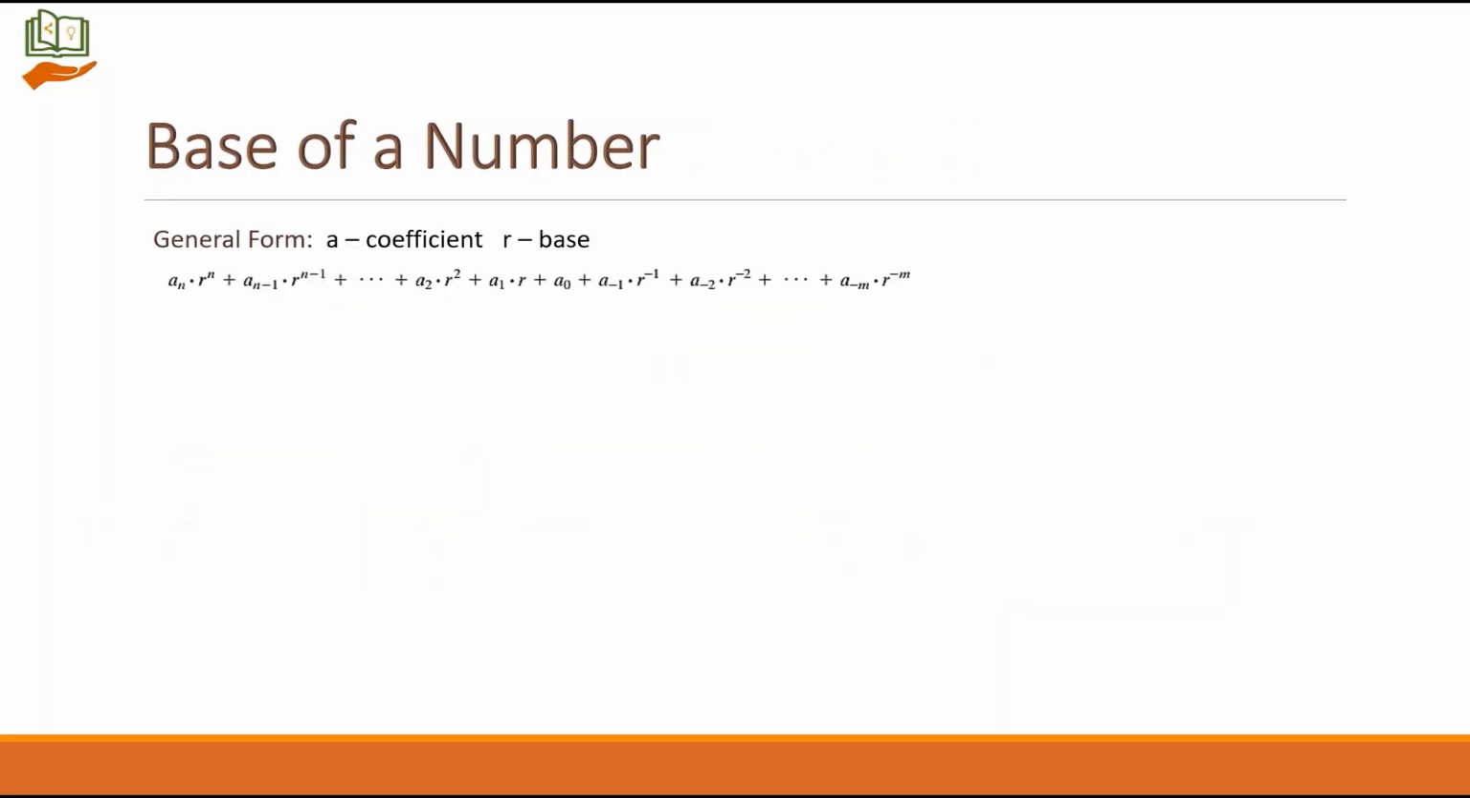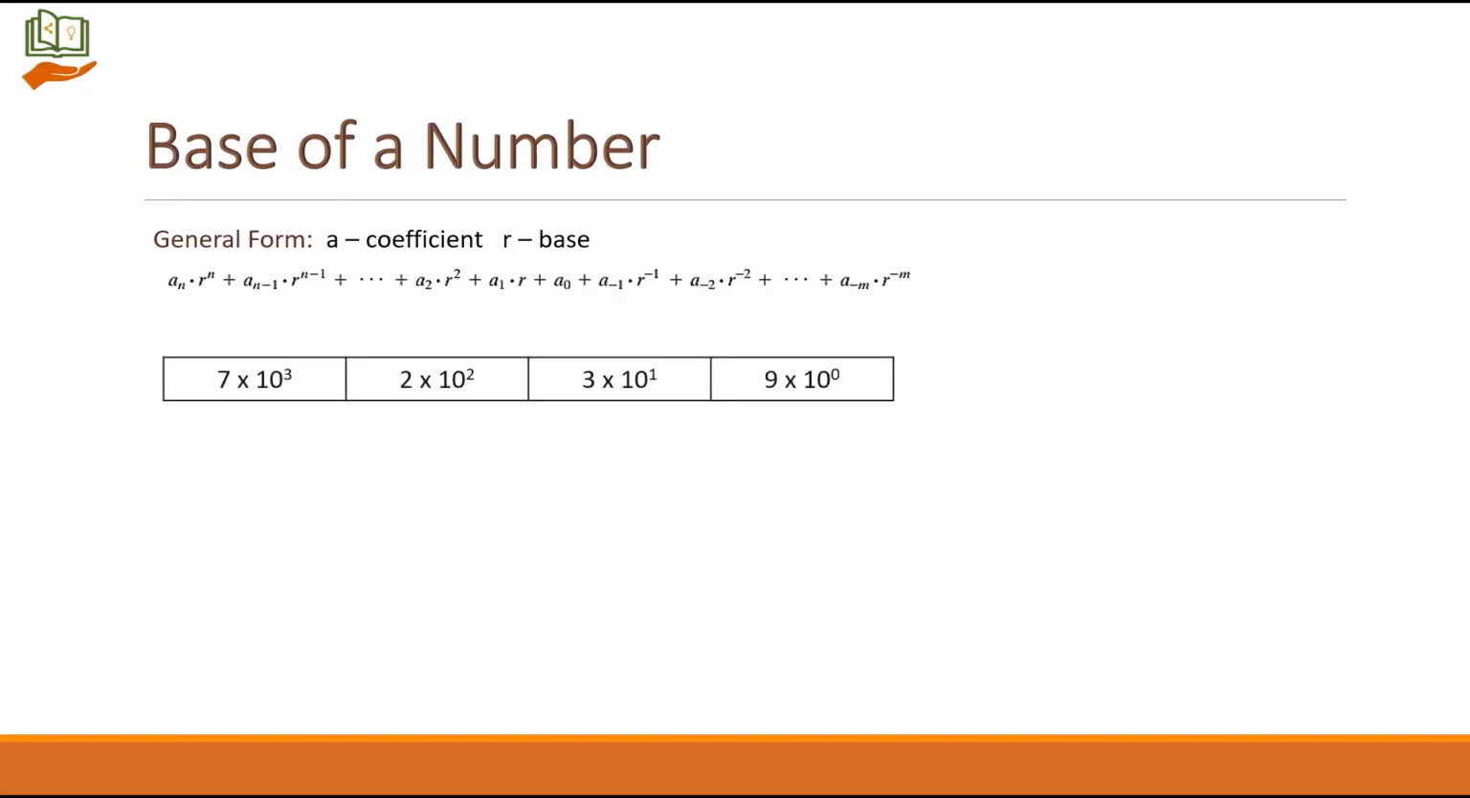We tell 7239 as 7 into 10 to the power 3 and so on, which we have just expressed, right? That is written in the general format. It is given in the form of a_n r power n. Now we will continue with the previous example. We have mentioned 7 into 10 to the power 3, 2 into 10 to the power 2, 3 into 10 to the power 1 and 9 into 10 to the power 0 for the number 7239.